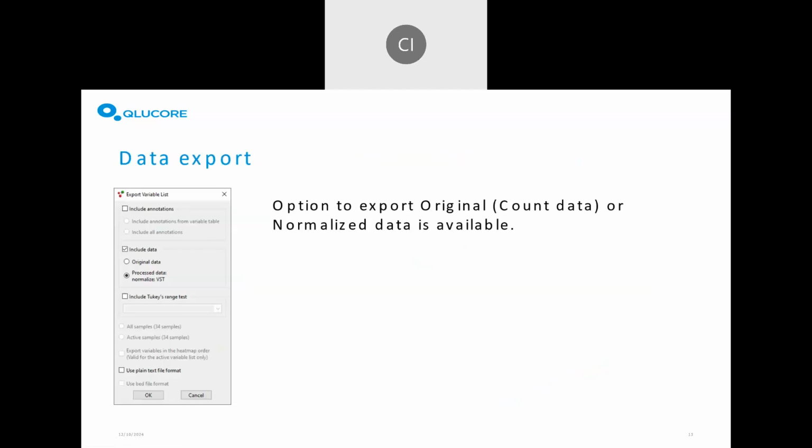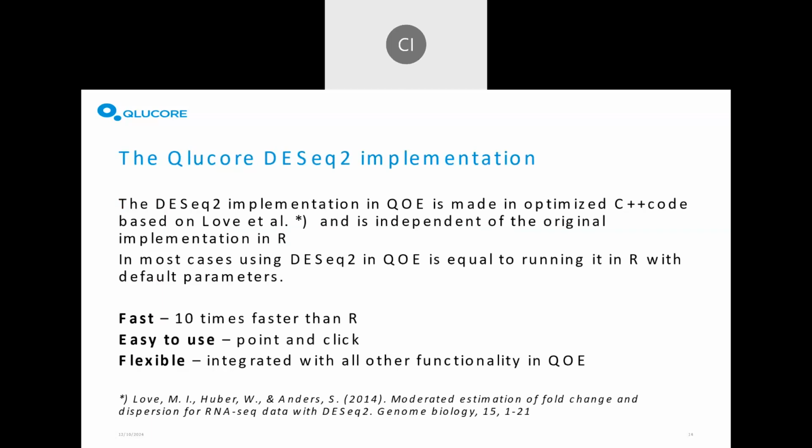In the data export, you can either select to export original data that you have or the processed data. In this case, we can see it's been normalized with VST. So it's possible to export either original data, raw counts, or normalized data. And the implementation that we have here is based on the article that we see here below.